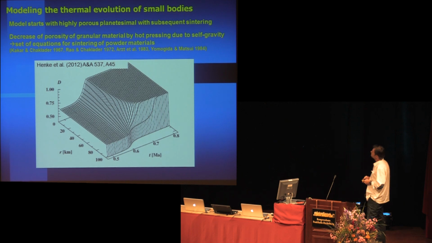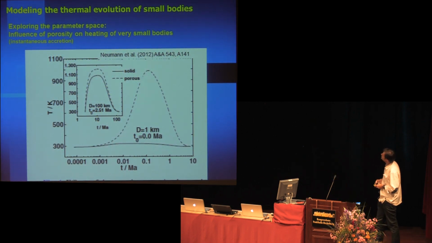So this shows the porosity, or the volume filling factor. This is the volume filling factor here. We start with a porosity of about 40%, and then the volume filling factor increases in the same way as the planetesimal is shrinking, and these processes are effective.